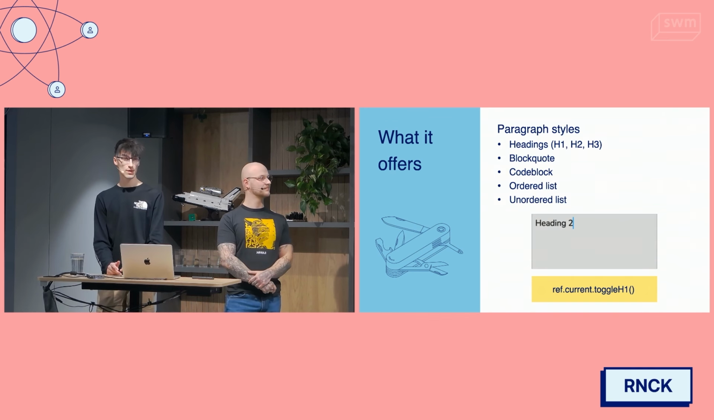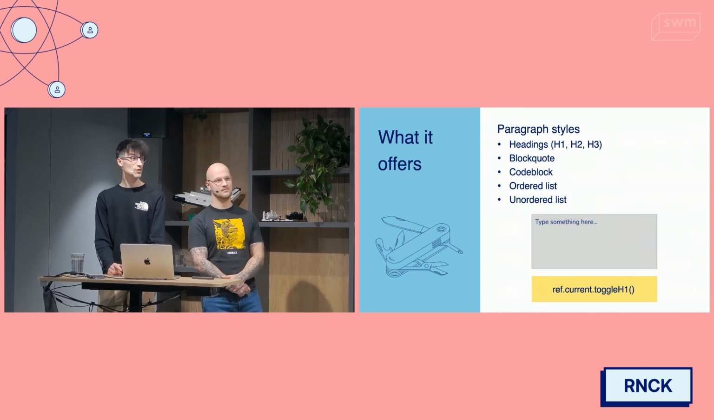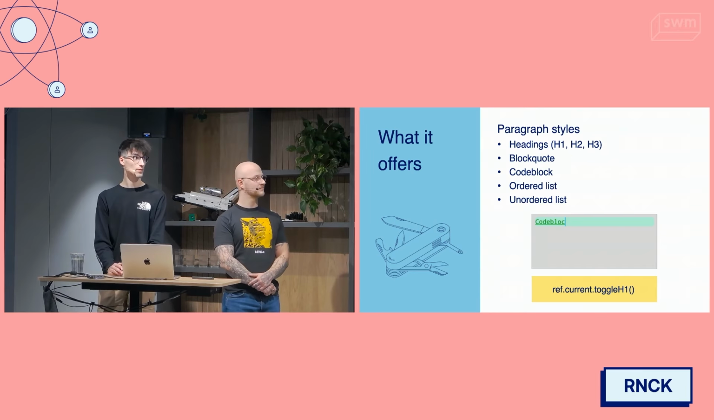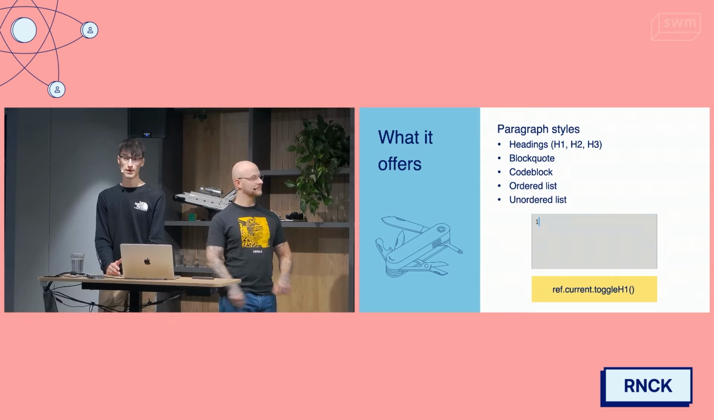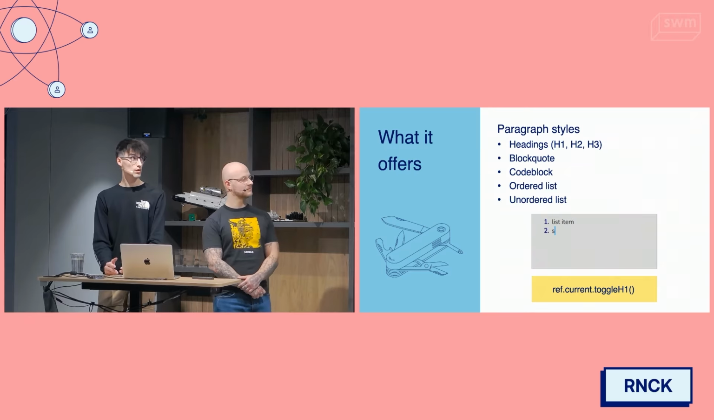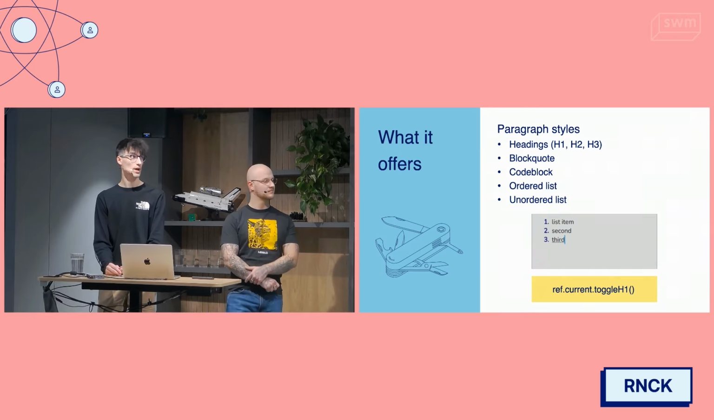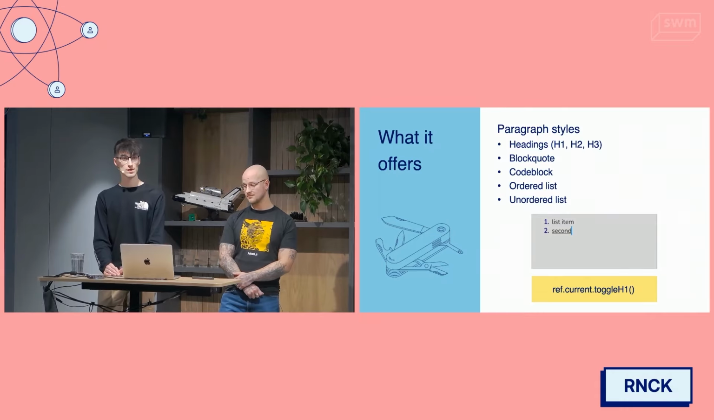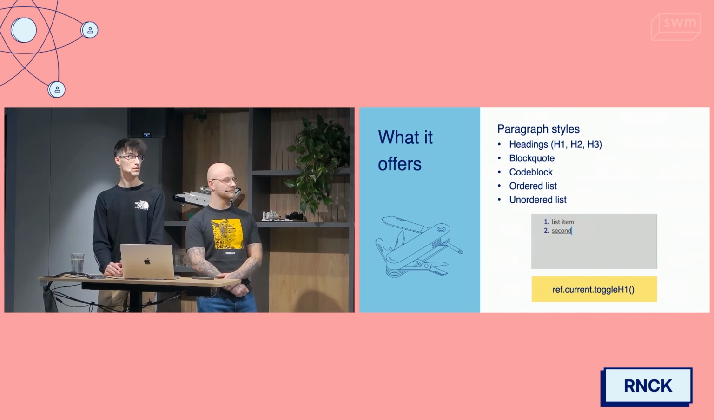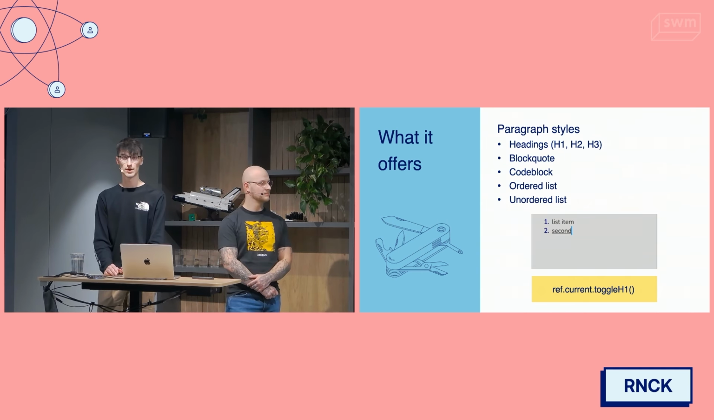Next group, paragraph styles. So we support 3 types of headings, block quote, code block, and both ordered and unordered lists. When it comes to lists, it's worth mentioning that we support 2 ways of applying those styles. You can either apply them manually by calling a ref method, but they are also automatically created when we match a proper typing. So when the user enters one dot space at the beginning of the line, we will automatically create an ordered list item, and if the user enters dash space at the beginning of the line, we will automatically create an unordered list item.